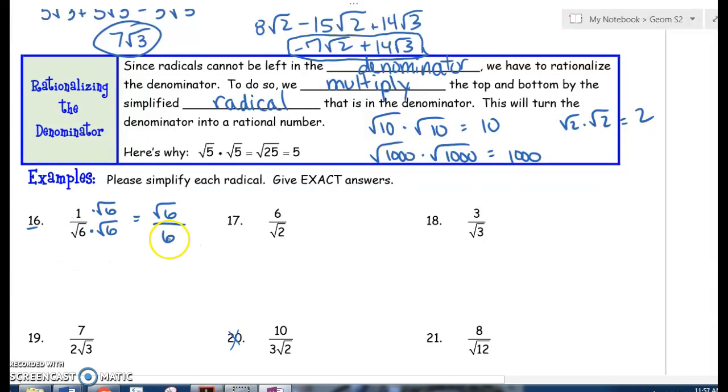Now you cannot reduce those 6's and say, oh, that equals 1, because one's under a radical and one's not. You can only simplify if they're both under a radical or both not under a radical. So that's as far as we can go with that problem.